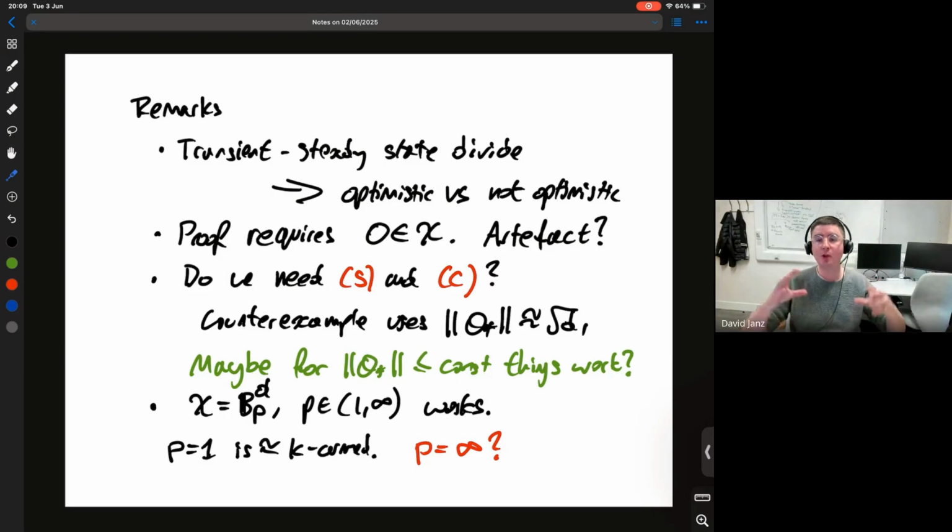Yeah, so if your eigenvalues are very large for the design matrix, so the covariance is very shrunk, then the probability of optimism is going to be low.